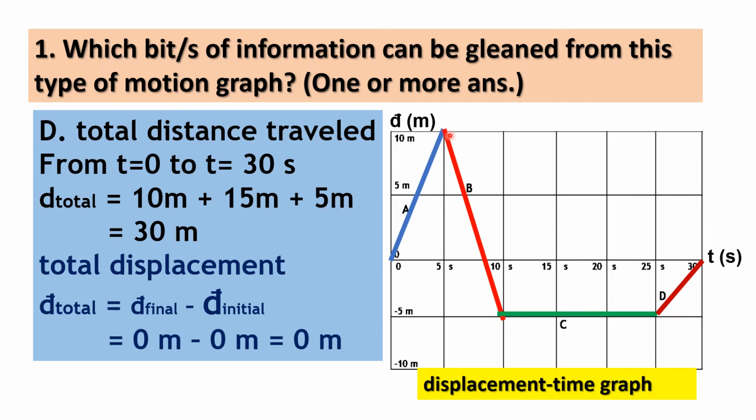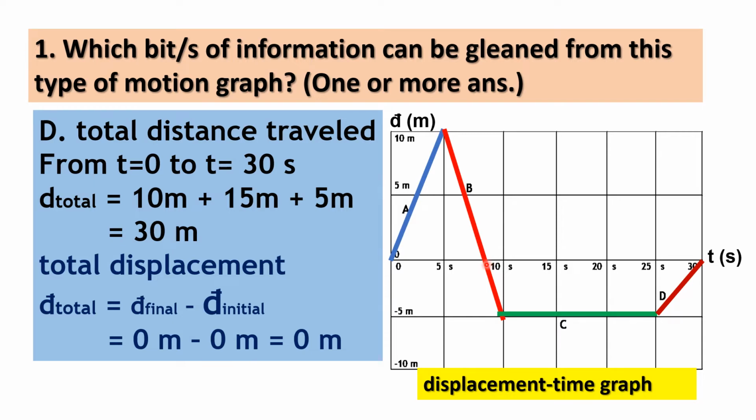So this is how we determine how far the body has moved between 5 seconds and 10 seconds. From 5 up to about 8 seconds, isn't it that the body has traveled a distance of 10 meters, back to the origin? So that's a total of 10 meters, right?